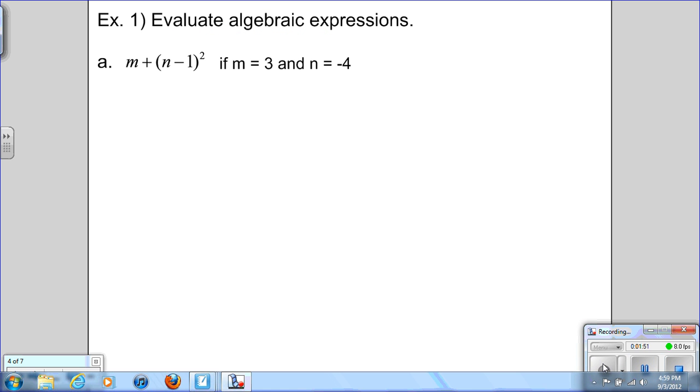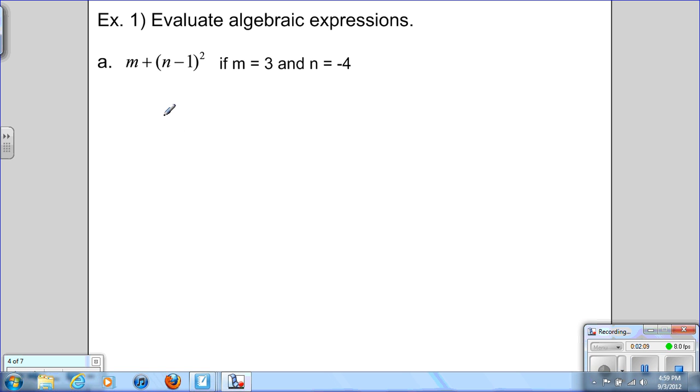Okay, so here's example 1. We have the algebraic expression m plus, in parentheses, n minus 1 squared. The value of m is 3, and n equals -4. So what we're going to do is plug these values in for the variables and then use the order of operations to find our answer.